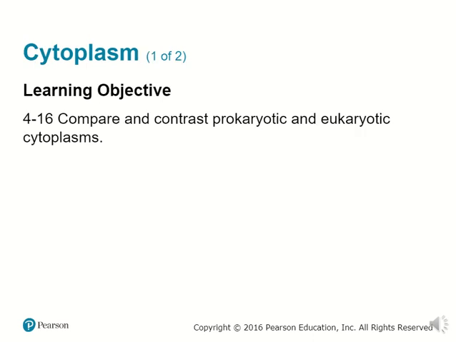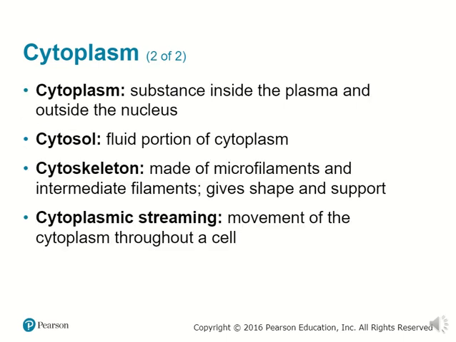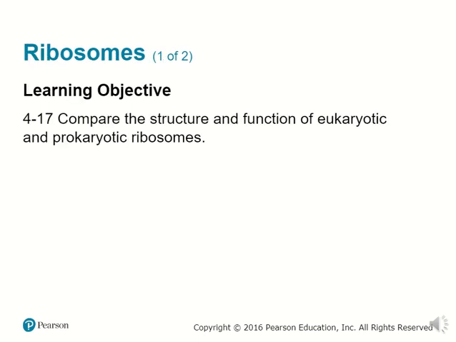Now the cytoplasm, that's still just the internal liquid of a cell. It's the substance inside the plasma membrane and outside of the nucleus of eukaryotic cells. The cytosol is essentially the fluid portion of the cytoplasm, whereas the cytoskeleton is what the microfilaments form, as well as intermediate filaments, and they give shape and support to the actual cytoplasm. Now there is cytoplasmic streaming, which is the movement of cytoplasm throughout the cell, allowing transport of materials.